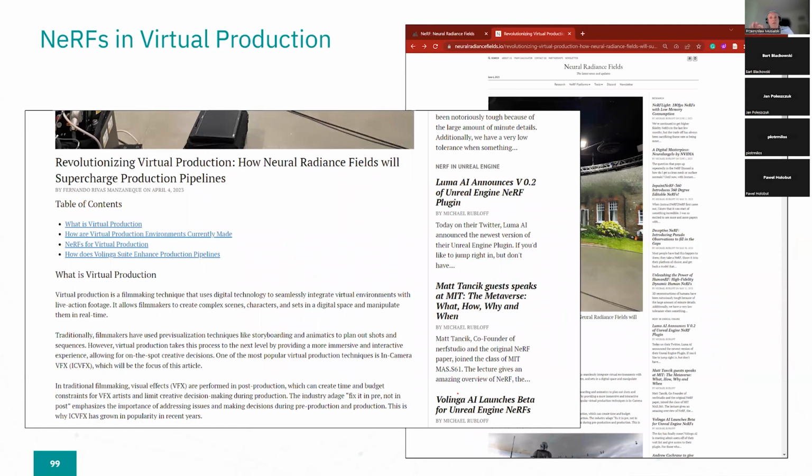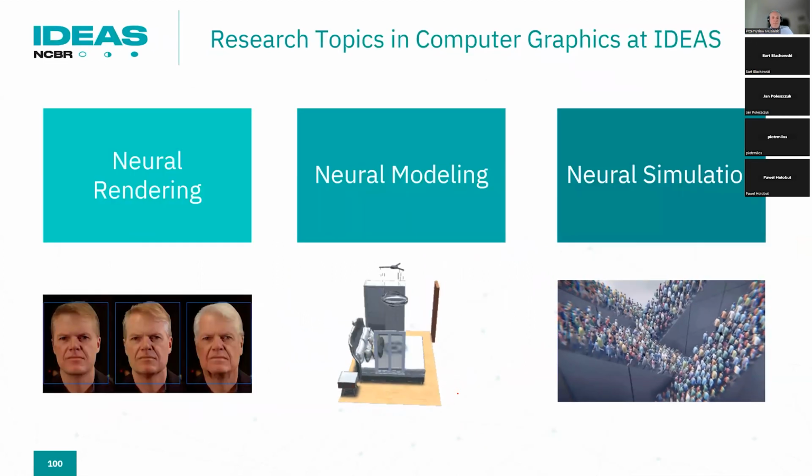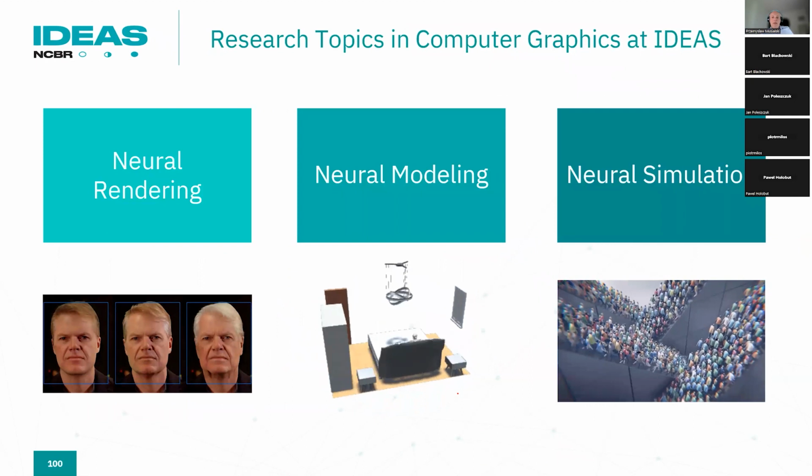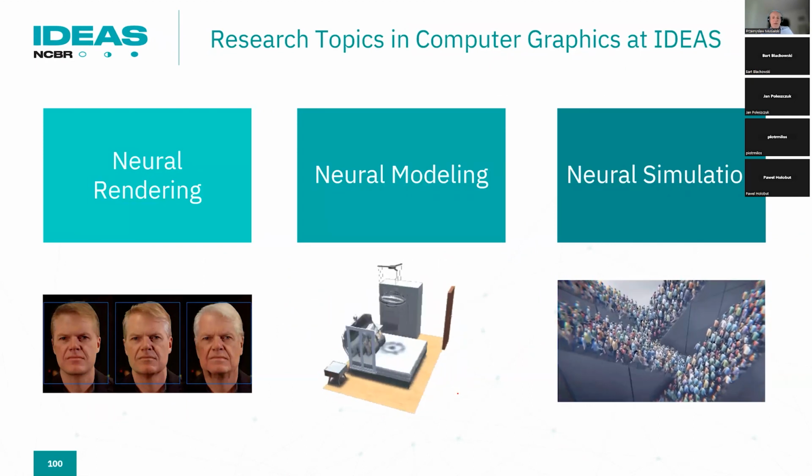Those are research problems in graphics in combination with AI: problems in rendering using NeRFs, problems in modeling using signed distance fields, and the combination of both with generative modeling. So at IDEAS, we want to do neural rendering, neural modeling, and neural simulation and animation.